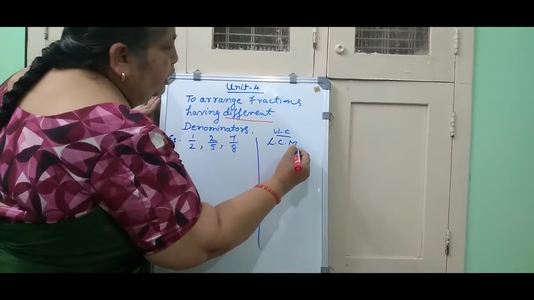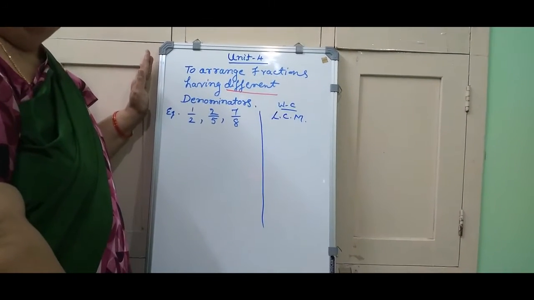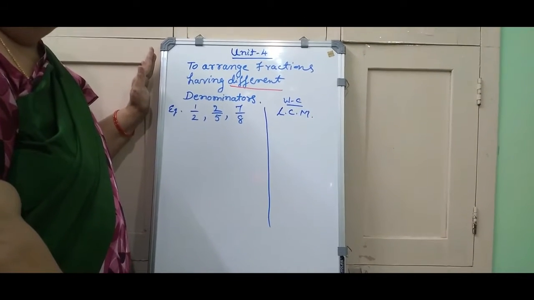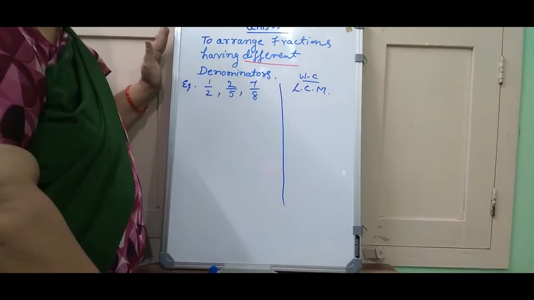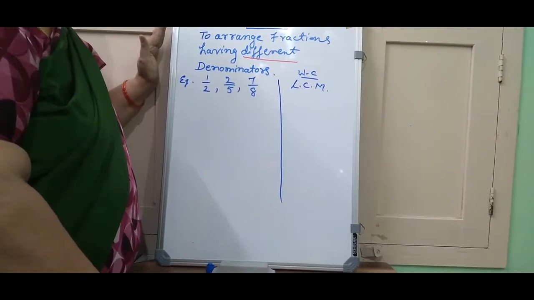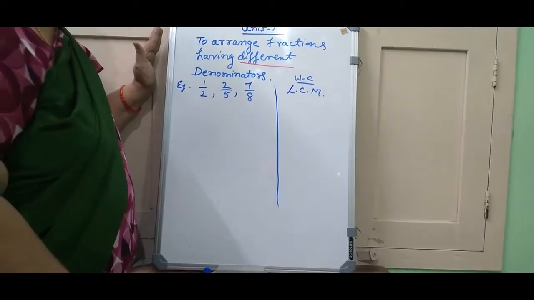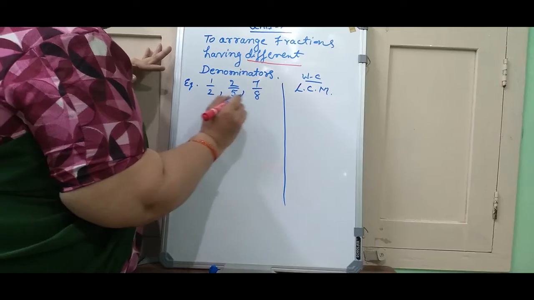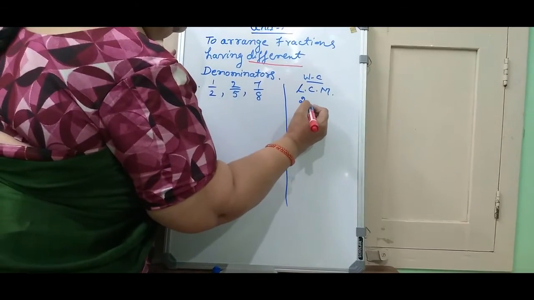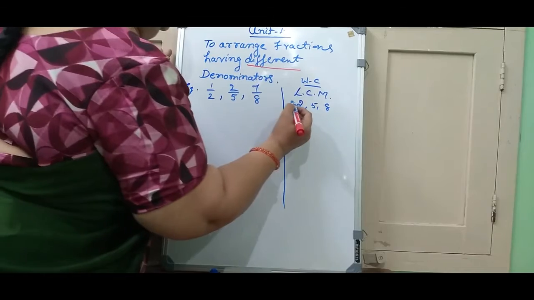I have particularly mentioned that these videos are for middle school students. In primary school they might have learned about the LCM, least common multiple, or they will come to this chapter after learning the LCM. So I will show you here how to find the LCM of these numbers: 2, 5, 8.